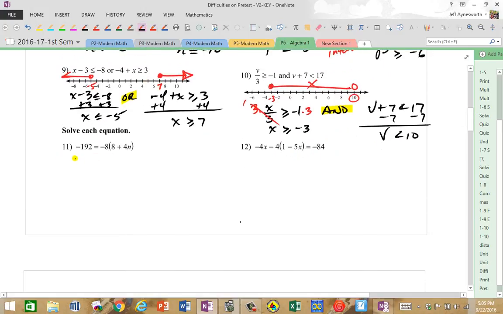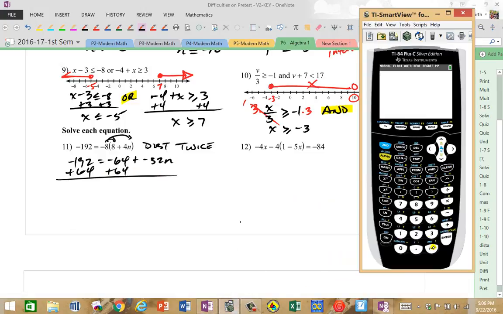Okay, moving on. So let's solve the equations. Let's distribute twice. So we have negative 192 is equal to negative 64 plus a negative 32n. Let's add the opposite here. Now, for those of you that like calculators, you could do this. There we go. You've got to press the buttons right, though. Negative 192 plus 64. Look at this. Negative 128.